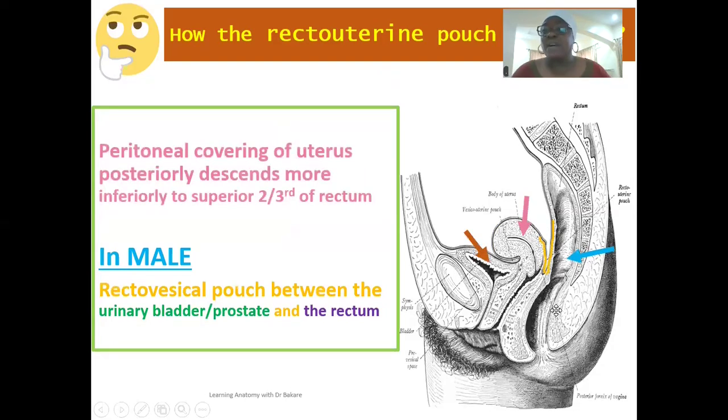And if we remember also that the prostate gland in male is located around the exit here of the urinary bladder. So you see it positioned around this region where this arrow is pointing.